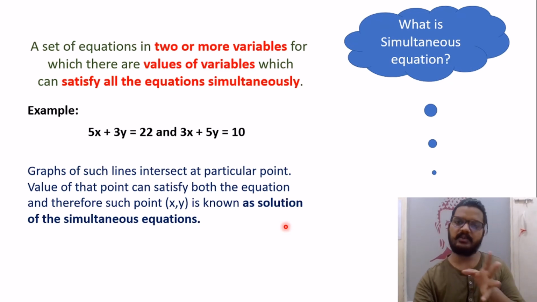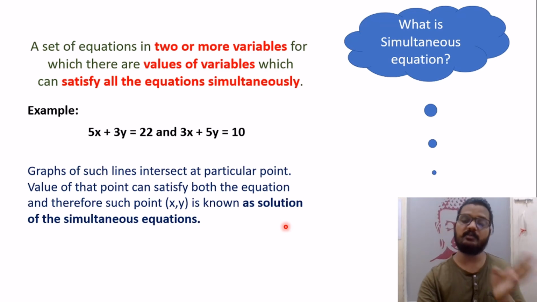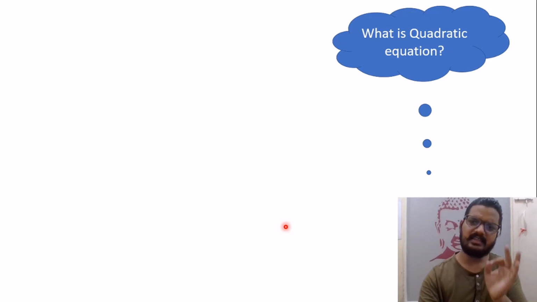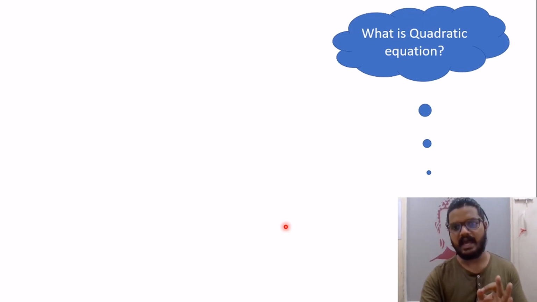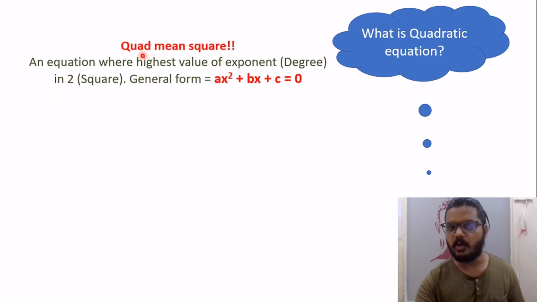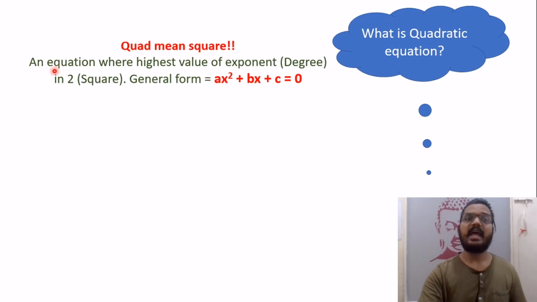Moving further, after we learn about simultaneous equations, we move toward the next type, which is quadratic equations. Now what does that mean? It's very easy, and that's the beauty of science and math, that every word has a meaning in it. So quad means square. So students, do remember, quad means square. An equation where the highest value of the exponent or the degree is 2, or square, is called a quadratic equation.